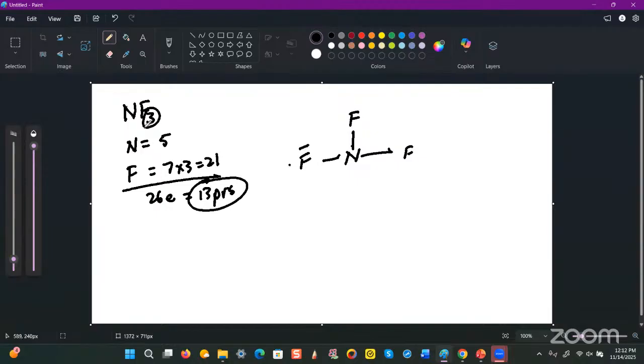So that's 4, 5, 6, 7, 8, 9, 10, 11, 12. So we have used up 12 of the 13 pairs, right? So the next step is, where will the 13th pair go? And the answer is, it will go on the nitrogen atom. And that would be the Lewis structure of nitrogen trifluoride. All right? Any questions about this one? Any questions? Any questions out there in Zoom?